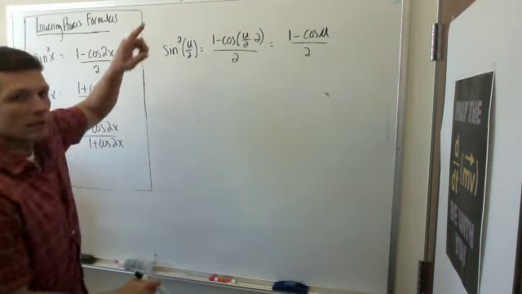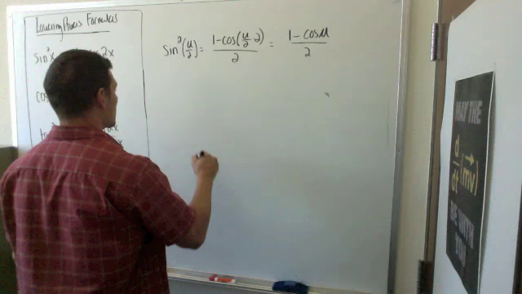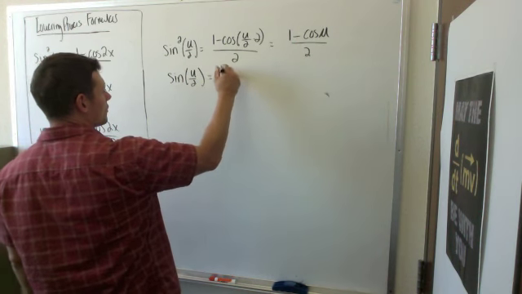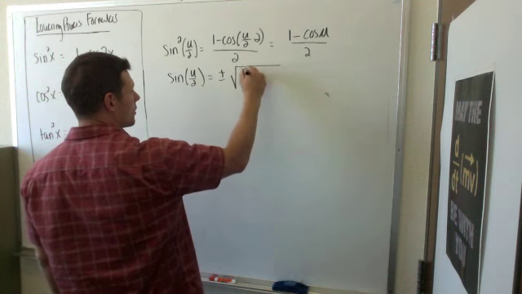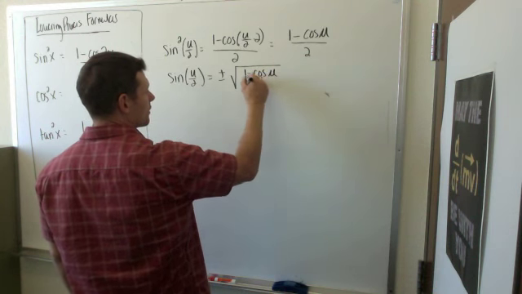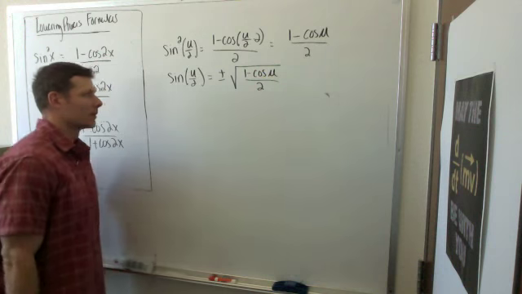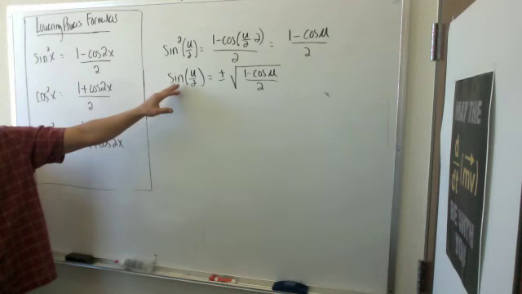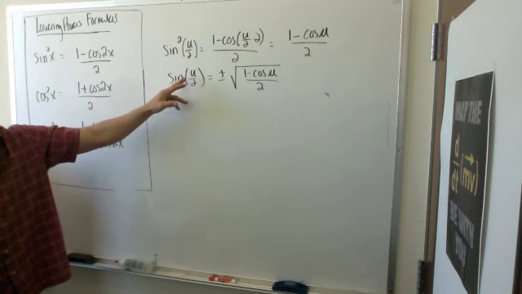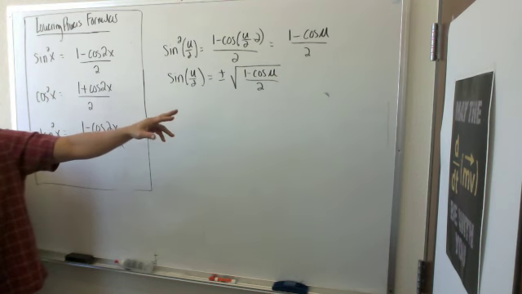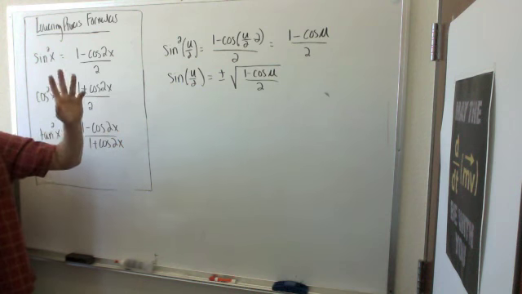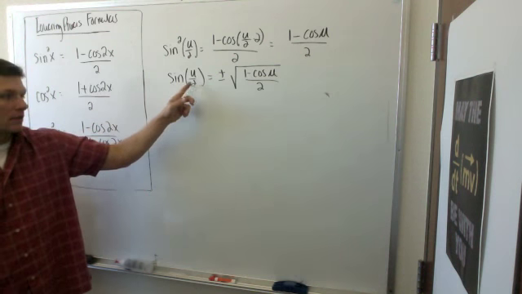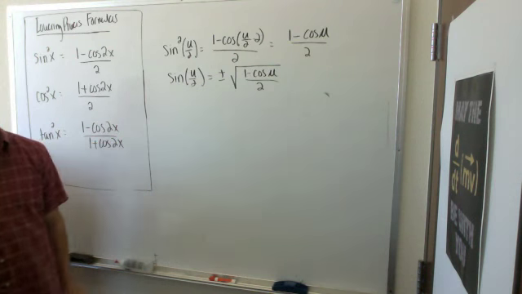Now, if I take the square root of both sides, plus or minus, I get sine of u over 2 equals plus or minus the square root of 1 minus cosine of u divided by 2. And this is a half angle formula. So if I want to find something that has the form of a sine of a number divided by 2, I can simply use this formula. Now, the choice of plus or minus depends on the quadrant in which this thing lies.